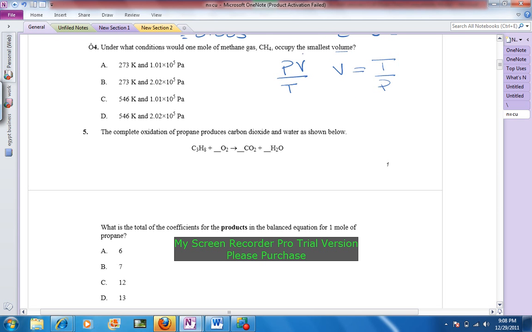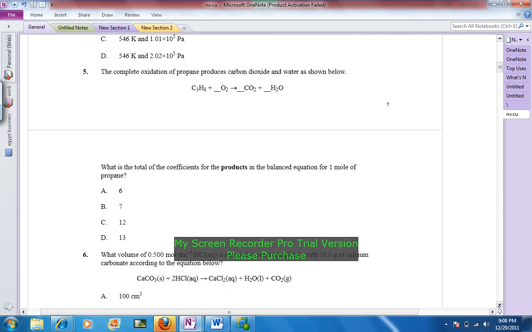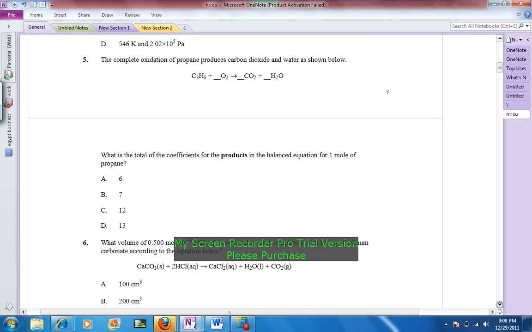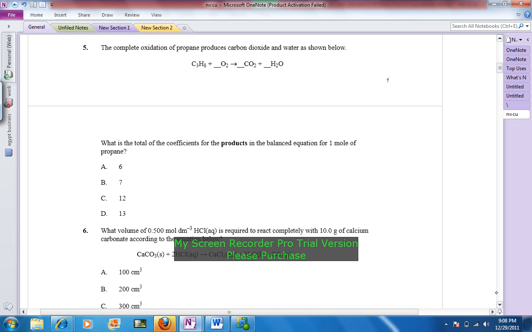So if you're talking about the smallest volume, you would want the least temperature and the most pressure. Think about it logically. You look at all your options. You get the smallest temperature, which would be either of these two, and your highest pressure, which would be this one. So it's B. That was really simple. I like these questions.